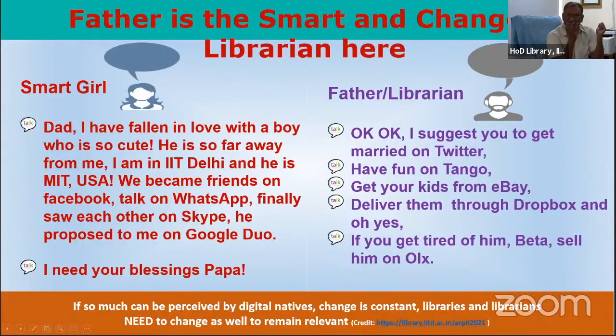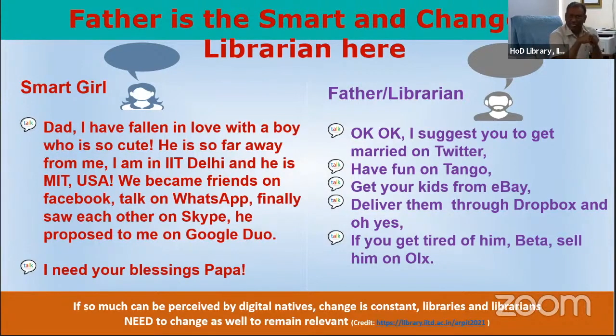So I will give an example from the digital age. A smart girl is saying, "Dad, I have fallen in love with a boy who is so cute. He's so far away from me. I'm in IIT Delhi and he's in MIT USA. We became friends on Facebook, talked on WhatsApp, finally saw each other on Skype. He proposed to me on Google Duo. I need your blessing." So a smart librarian who is the father of this girl is saying, okay, okay, I suggest you get married on Twitter, have fun on Tango, get your kids from eBay, deliver them through Dropbox, and oh yes, if you get tired of him, beta, sell him on OLX.